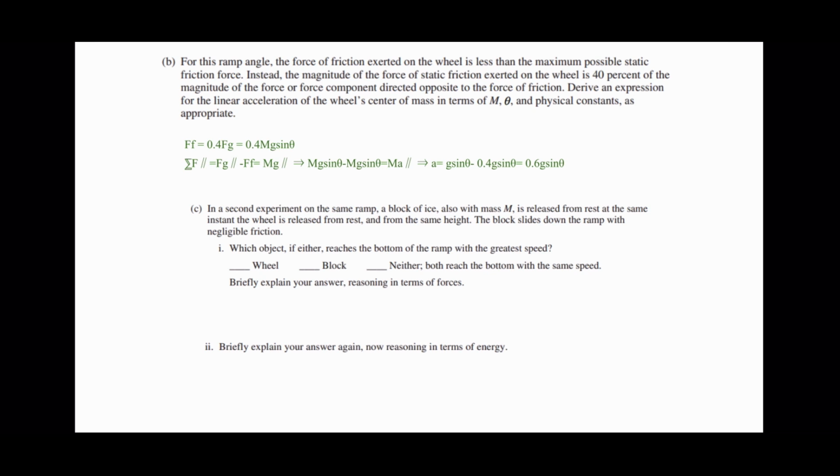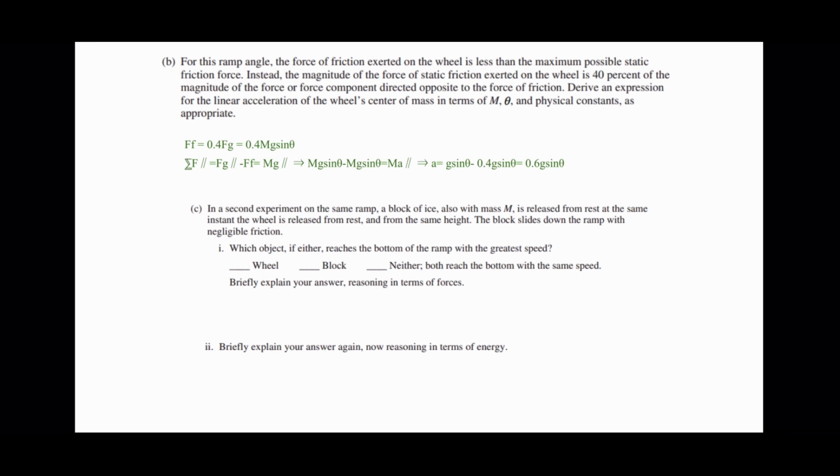And then we go on to part C, and it says, in a second experiment on the same ramp, a block of ice, also with mass m, is released from rest at the same instant the wheel is released from rest, and from the same height. The block slides down the ramp with negligible friction. And the question reads, which object, if either, reaches the bottom of the ramp with the greatest speed?